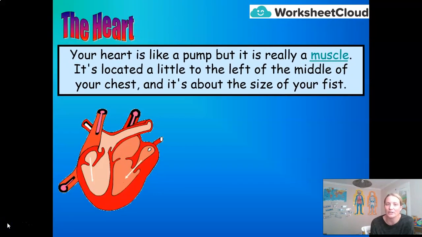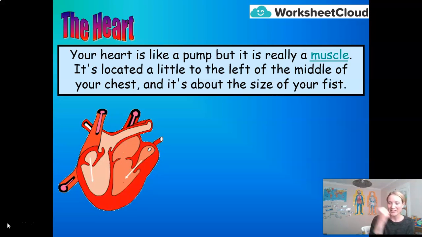Now let's have a little look at the heart. The heart is basically a huge pump for blood. It's actually called an organ, but in reality it's a muscle. It's located not in the dead center of your chest as most people think, and if you watch movies they sometimes press in the middle if they're doing CPR on someone, but that's actually wrong. It's a little to the left of the middle of your chest, and it's about the size of your fist.